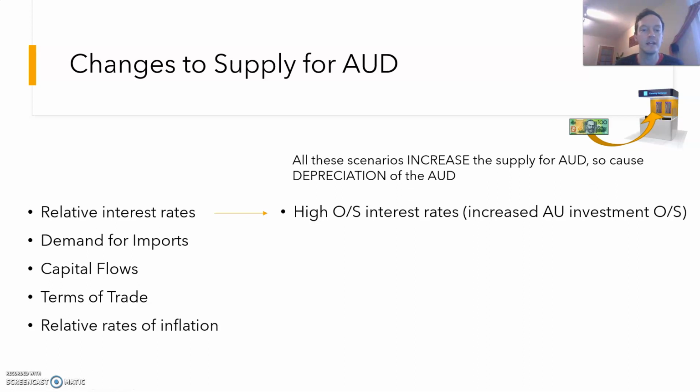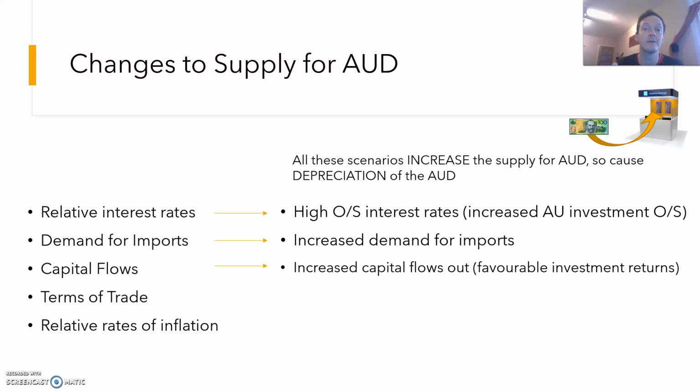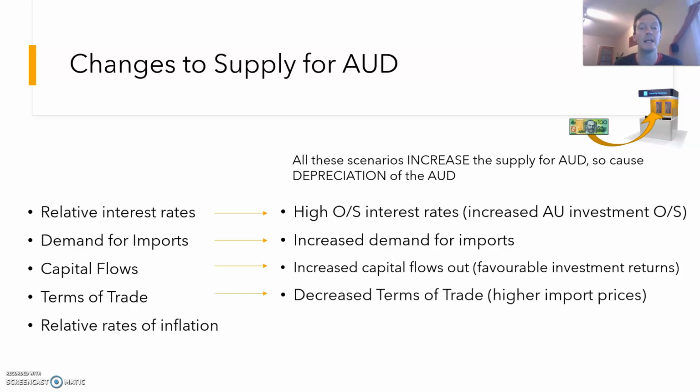All right, so I'm going to fly through these. So demand for imports is going to be increased demand for imports. If we're importing more, we need to go into that foreign exchange office more often. Capital flows, if money's going out because there's favourable returns elsewhere, that's going to cause a depreciation and an increase in supply. In terms of trade, if there are higher import prices, we're going to have to go in and hand over more of our currency when we're buying things that are more expensive.